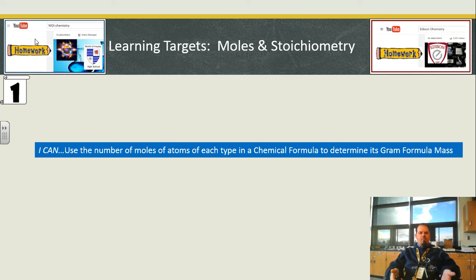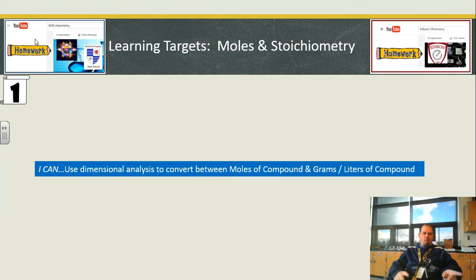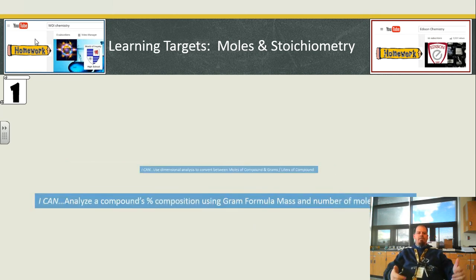Then we're going to do something with it, actually. We're going to use the number of moles of atoms of each type in a chemical formula to determine the gram formula mass. So that's when the real deal starts. First, we learn how to count atoms, and then we apply counting atoms. Gram formula mass. That's going to be our ticket into 1 mole versus grams. Then we're going to get into a little bit of dimensional analysis to convert between the two. So if I can go from moles, I can go to grams and then to liters, and I can convert back and forth, which is the same thing as saying, well, 1 mile is 5,280 feet. The same measure, but a different number because of a different unit.